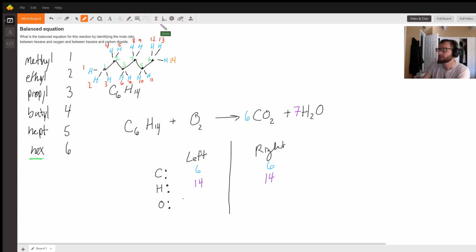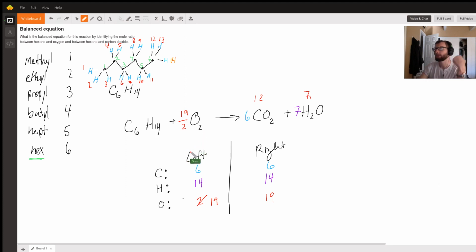And now comes the check. Let's use red. For oxygen, we have 2 on the left. And on the right, we have 12, and we have 7, so we have 19 on the right. Now, this doesn't make sense because we can't get 19 on the left with a diatomic molecule. So this is the trick that's commonly used: put 19 divided by 2. Because oxygen is diatomic, that'll give us 19 oxygens on the left as well.